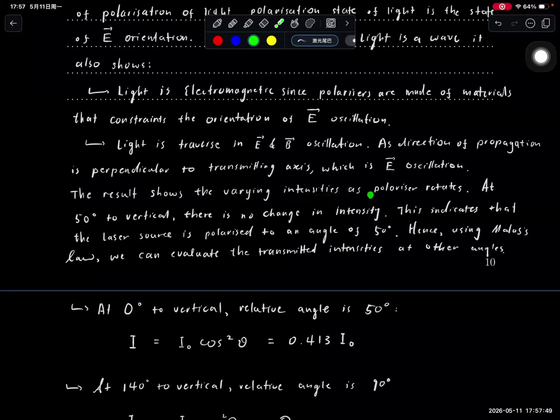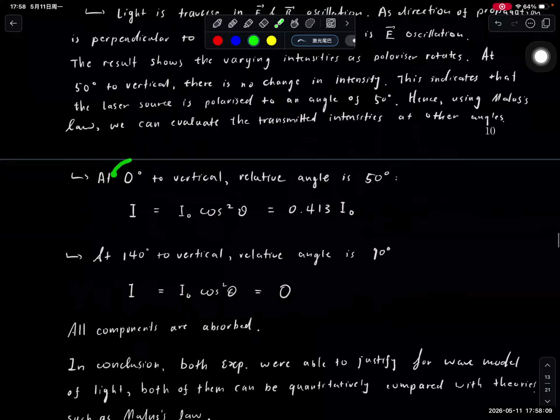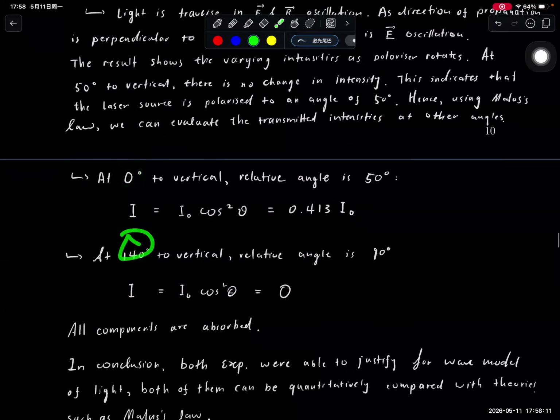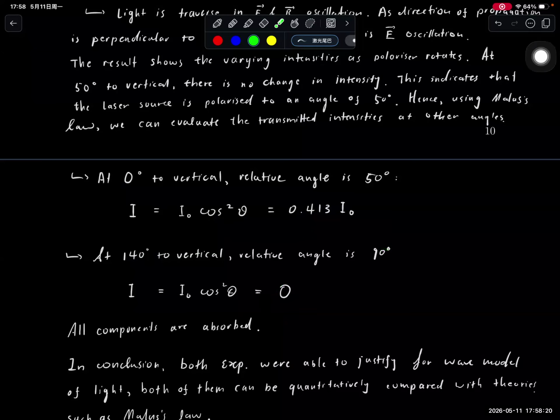This is referring back to the result: the intensity varies as the polarizer rotates, and at 50 degrees to the vertical, there's no change in intensity. This would indicate that the laser source must be polarized at an angle of 50 degrees. Hence we could use Malus's law, and we can evaluate the transmitted intensities at other angles. At 0, the difference between 50 and this angle is 50 degrees. At 140, the difference from 50 is 90 degrees, so you actually get 0 intensity out of it.